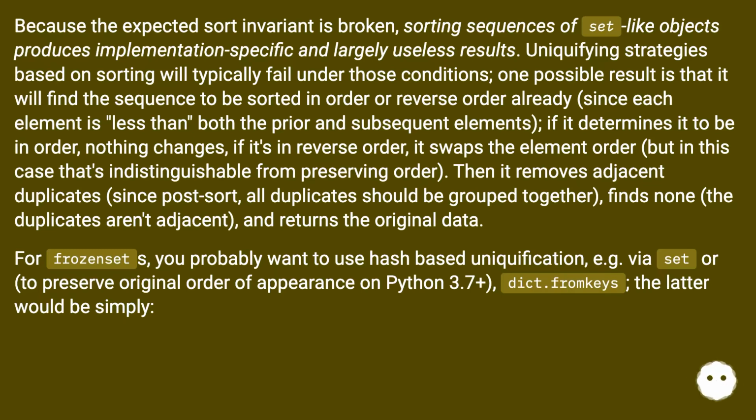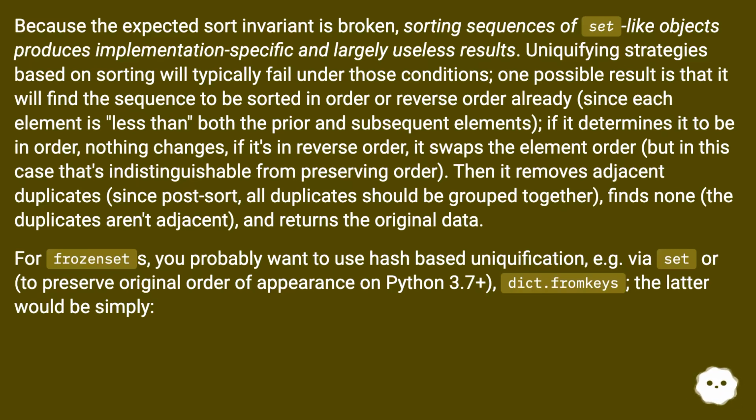If it determines it to be in order, nothing changes. If it's in reverse order, it swaps the element order, but in this case that's indistinguishable from preserving order. Then it removes adjacent duplicates. Since post-sort, all duplicates should be grouped together, it finds none, because the duplicates aren't adjacent, and returns the original data.